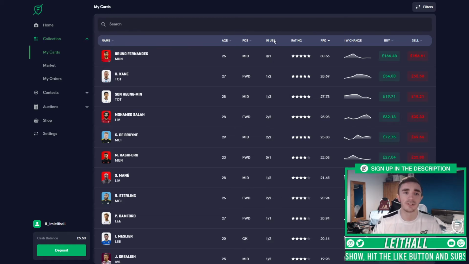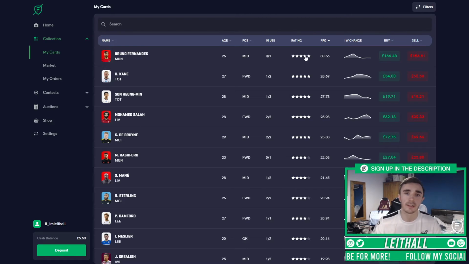Next, you've got in use, but this also shows you how many you've got of that card. So the number to the right here is how many you have of the card. So I've got one Bruno Fernandes, two Harry Kanes, so on. And then the number to the left is actually how many is currently in use. So as you can see, I haven't got any of my one Brunos in use in tournaments at the moment. That is free for me to sell or to use in a tournament. I've got one Harry Kane currently in use. That means I've only got one free to use at the moment.